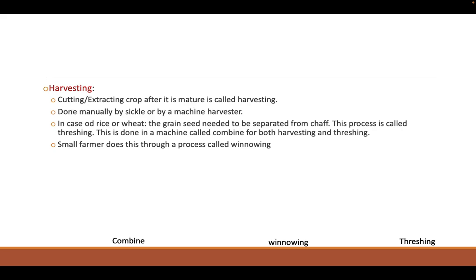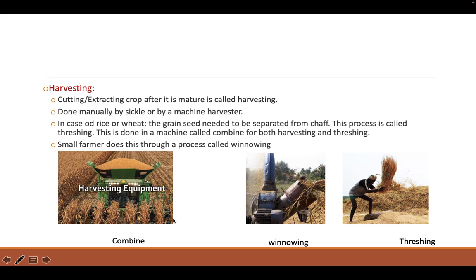In the case of rice and grain, seeds need to be separated from the chaff, and this process is called dressing. There are various tools used to separate the chaff from the seed. This is done in a machine called a combine. So we can use machines to do that, and manually also, in some smaller fields, a winnowing process is used, which separates the seeds outside here. So this is for bigger fields, where harvesting equipment called a combine is used.